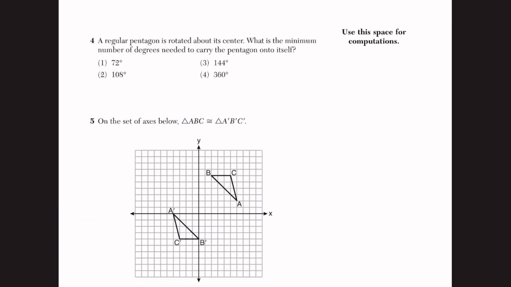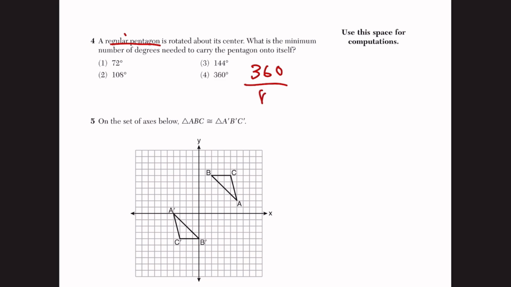Question number 4. A regular pentagon is rotated about its center. What is the minimum number of degrees needed to carry the pentagon onto itself? So for a regular pentagon, to find the number of degrees needed to carry itself onto itself is just 360 over the number of sides that it has. This only works for regular pentagons since all the sides and angles are congruent. But if it was irregular, it wouldn't really work, right? So 360 over the number of sides, 360 over 5, since a pentagon has 5 sides, and that gives us 72 degrees. So number 1 is the answer.